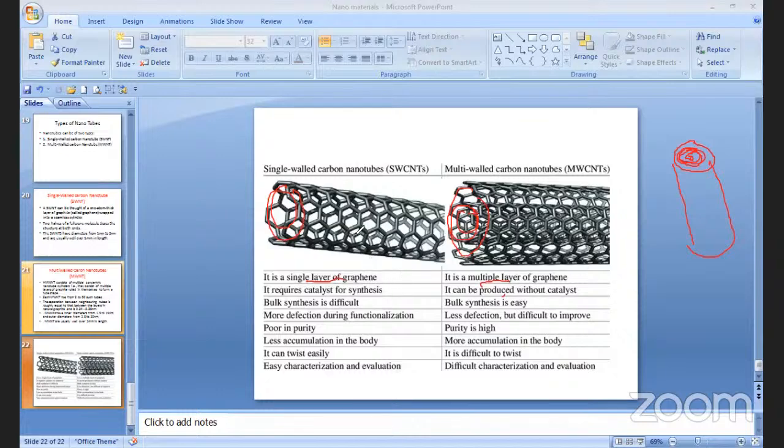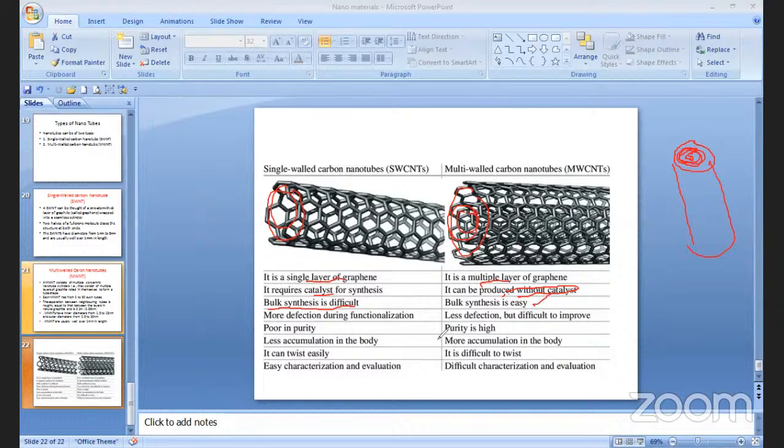In the case of the single-walled carbon nanotube, it requires a catalyst for synthesis. In the case of the multi-walled carbon nanotube, it is produced without a catalyst. Also, for the single-walled carbon nanotube, bulk synthesis is difficult, whereas for the multi-walled carbon nanotubes, bulk synthesis is easy.